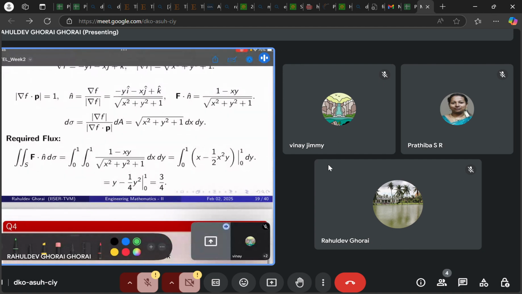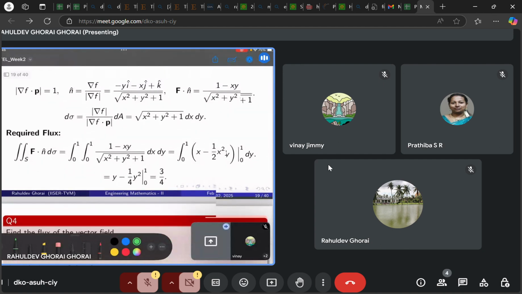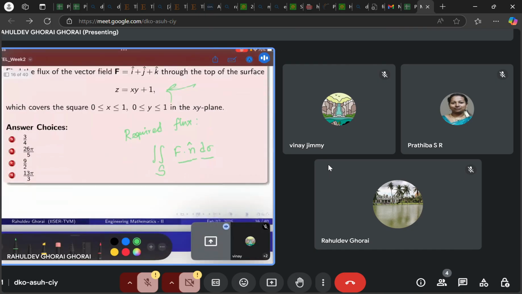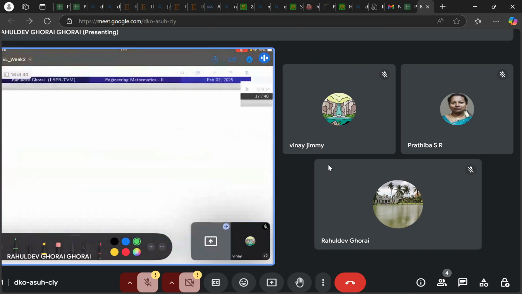The integration will be from y equal to 0 to 1, x equal to 0 to 1, due to the fact that it is given that over the square x is from 0 to 1, y is from 0 to 1. Okay.